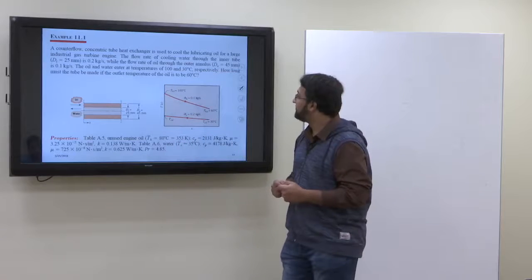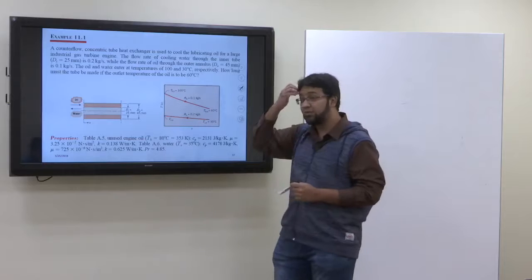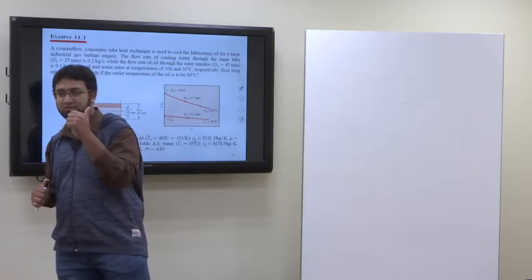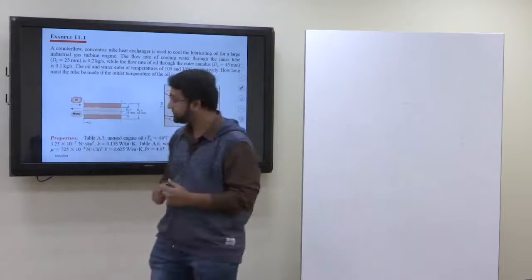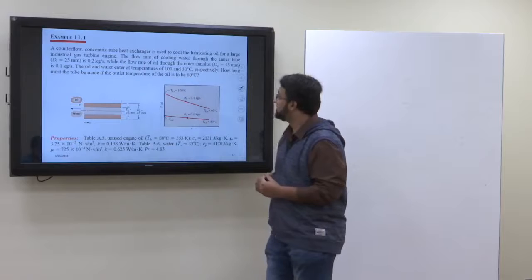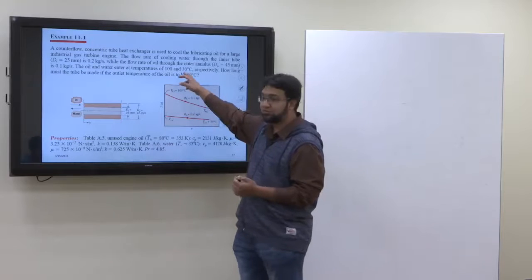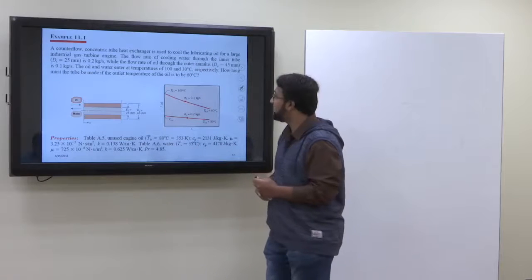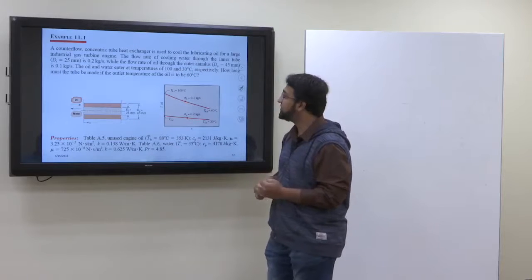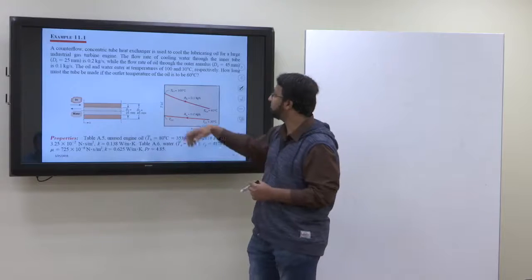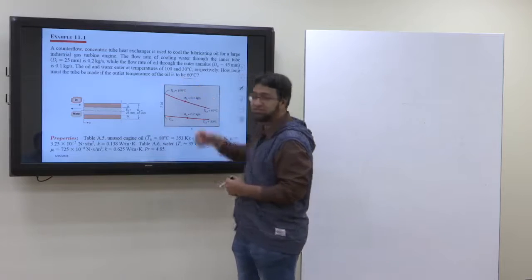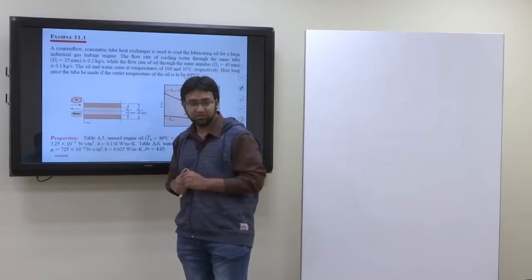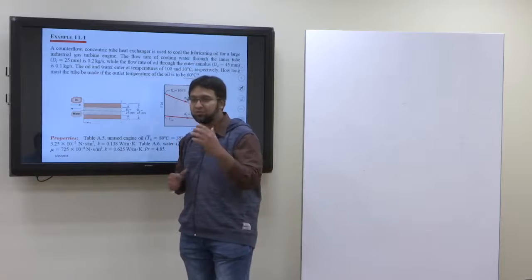The overall flow rates of the cooling water and the lubricating oil were given, and the oil and water entrance temperatures. So T hot inlet, T cold inlet were given, and it was required to know what should be the tube length if the outlet temperature of the oil is 60 degrees centigrade. So the T hot out is also given, and we wanted to find out the length.